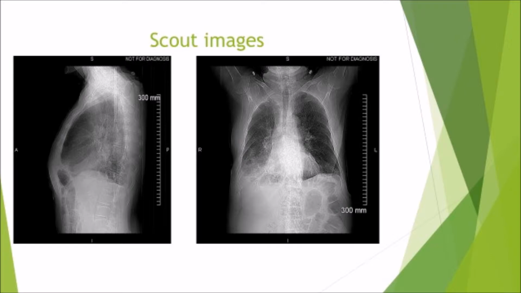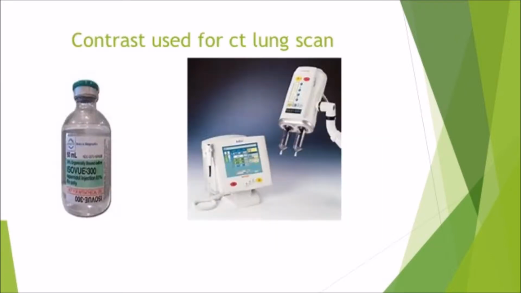It usually takes about 10 minutes from the time the patient enters the room until they leave. First, 2 scout images are taken, an AP and a lateral. Usually, contrast is not given unless doctors suspect the tumor or the mass has a vascular system to it. Then IV contrast would be given. The contrast given would be Isovue. The amount and injection rate would be based on the patient's weight.